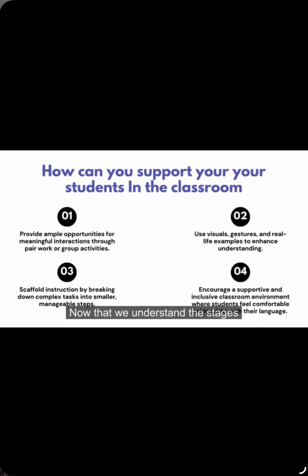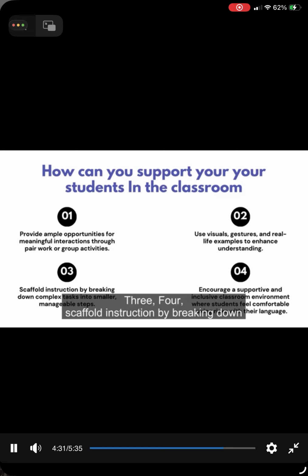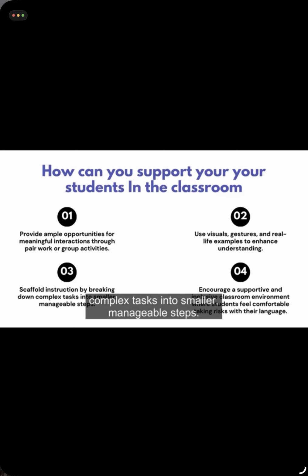Now that we understand the stages of second language acquisition, let's explore some strategies to support English language learners in the classroom. 1. Provide ample opportunities for meaningful interactions through pair work or group activities. 2. Use visuals, gestures, and real-life examples to enhance understanding. 3. Scaffold instruction by breaking down complex tasks into smaller, manageable steps. 4. Encourage a supportive and inclusive classroom environment where students feel comfortable taking risks with their language.